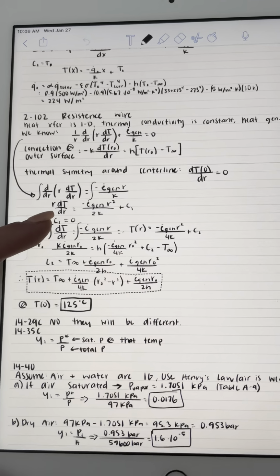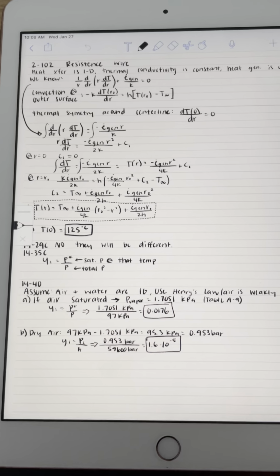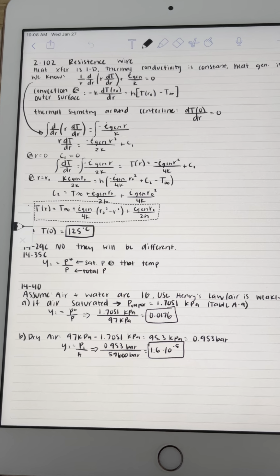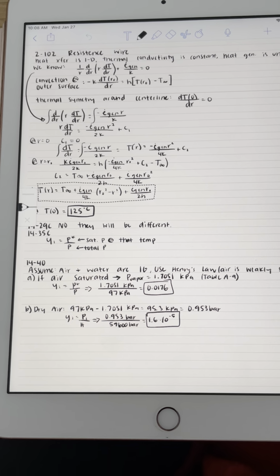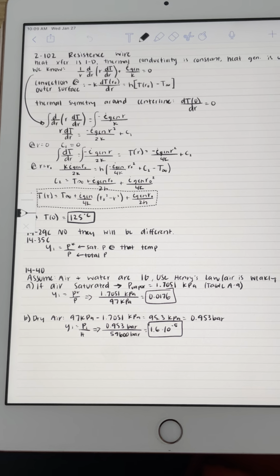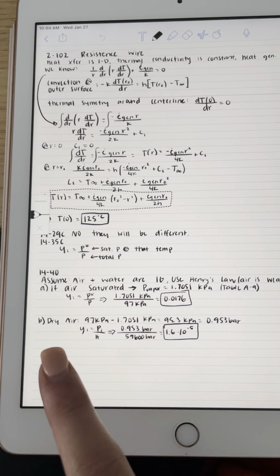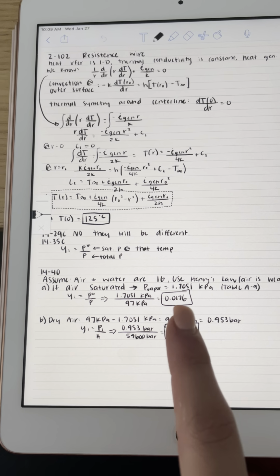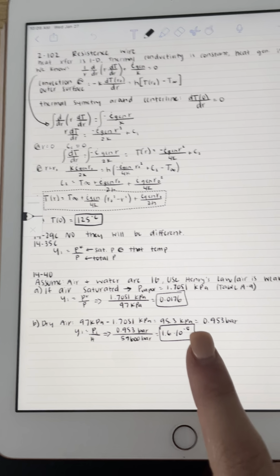And then for 1440, for Henry's law, assume air, if air is saturated, we know our saturation pressure, our partial pressure, we can easily solve. And then for dry air, we know the wet air, so we'd subtract that, get our certain answer, and then divide by our Henry's constant that we know equals this.